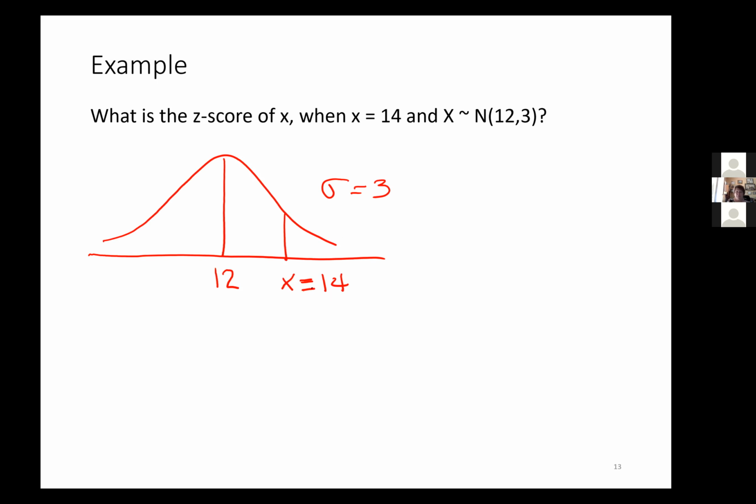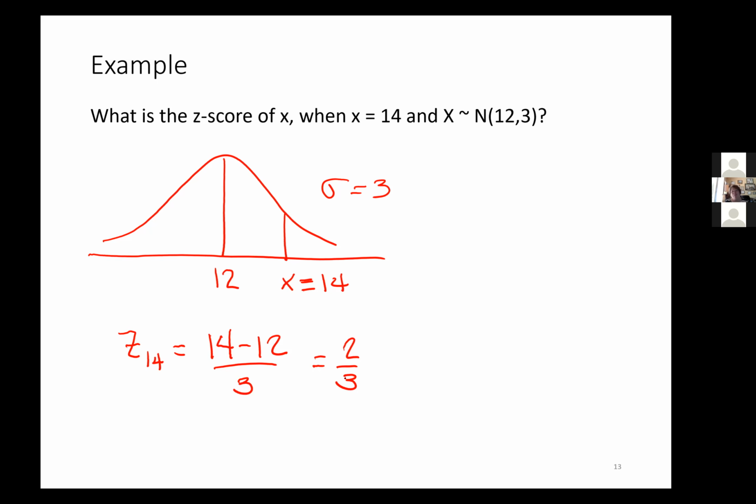So how do I find the Z-score of that? To find the Z-score of an X value of 14, again, I take the data value, I subtract the mean, and I divide it by standard deviation. So the number 14 is 2/3 of a standard deviation above the mean of this distribution, whatever this distribution represents.